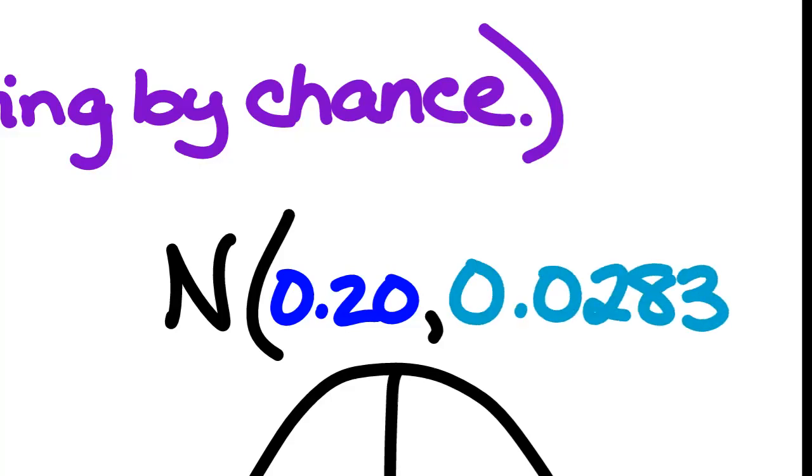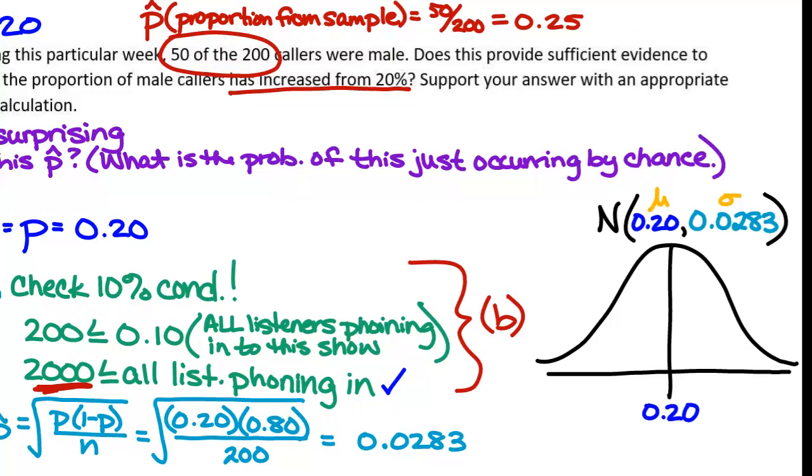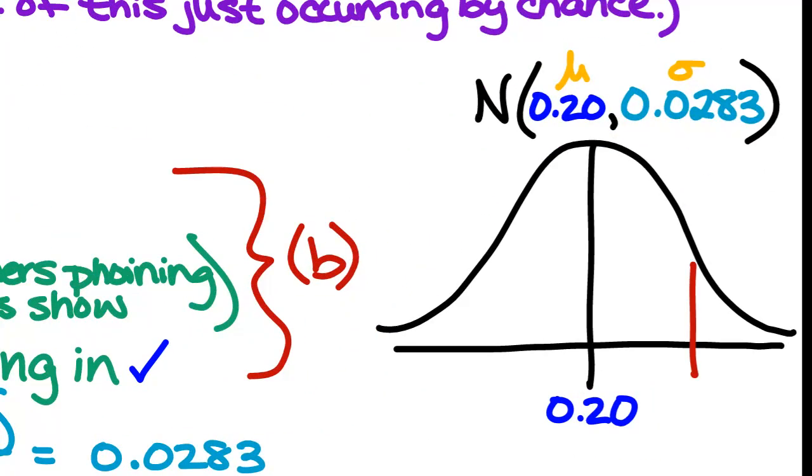0.0283. Don't forget to label what those are. We've got the mean and the standard deviation here. We have our sample proportion p hat. That's 0.25. And we're going to go 0.25 or greater. I know I'm shading to the right on this, even though they didn't say that much or greater, because I'm on the right side of the mean. If they don't say which way to shade, I'm assuming that I'm shading the smaller piece of this.